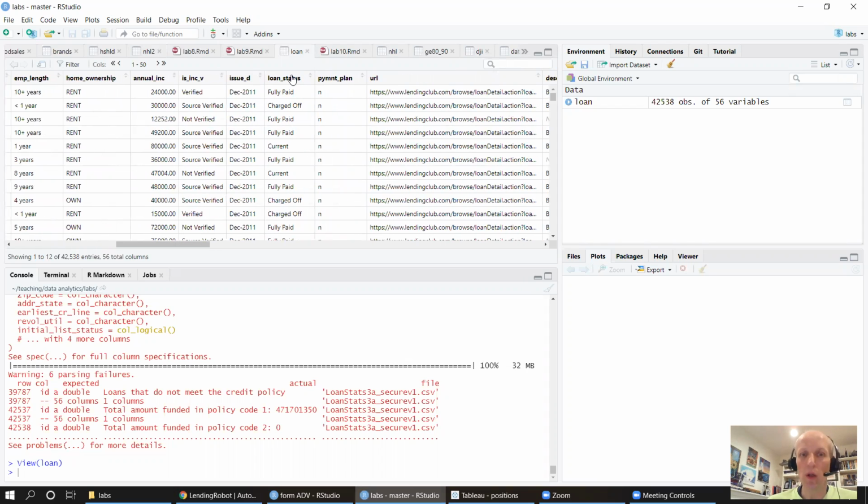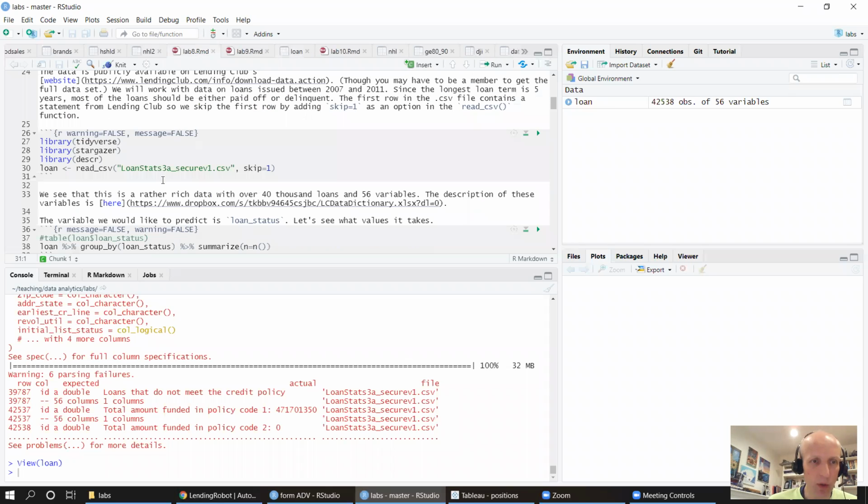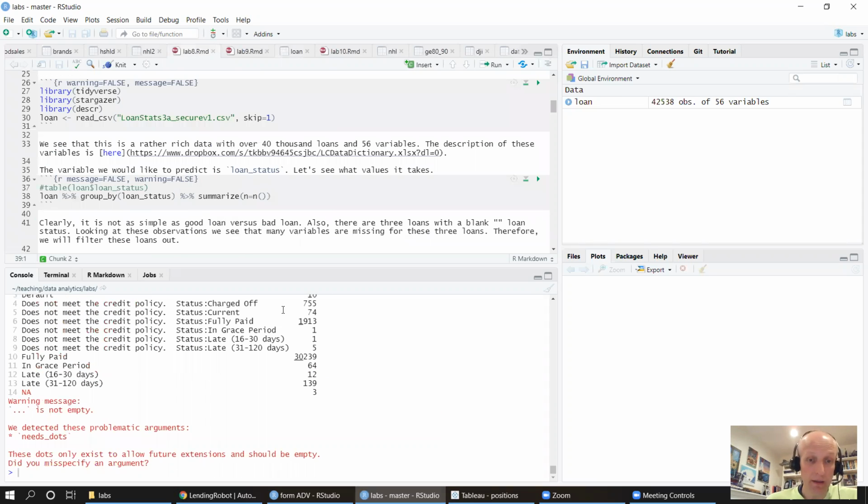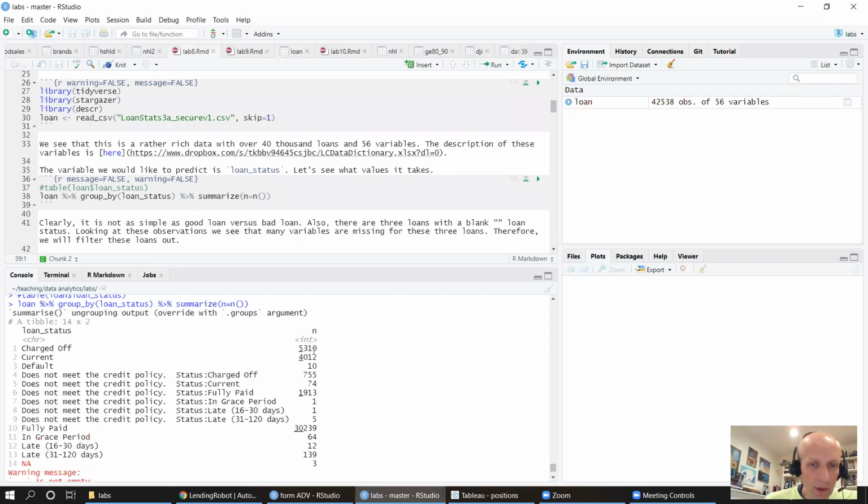And importantly, we know the loan status. Let's take a look at the loan status. What are the different values that it can take on? It's not as simple as just this is a good loan in good standing and this is a loan in bad standing. We have loans that are charged off, meaning the borrower did not repay the entire loan. We have loans that are current. So some of these loans have not yet been paid off completely, but the borrower is current with his or her payments. So that's a good loan.